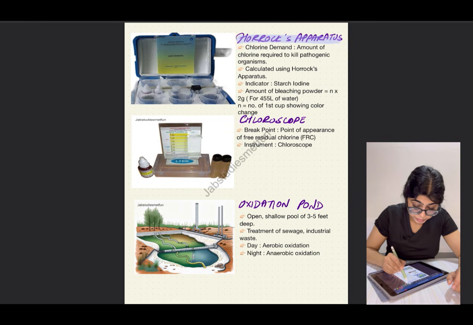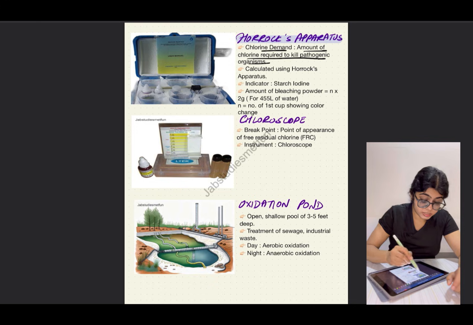It's Horrocks apparatus. It is used to measure the chlorine demand. That is the amount of chlorine required to kill pathogenic organisms. So it is calculated using Horrocks apparatus, and the indicator used is starch iodine.